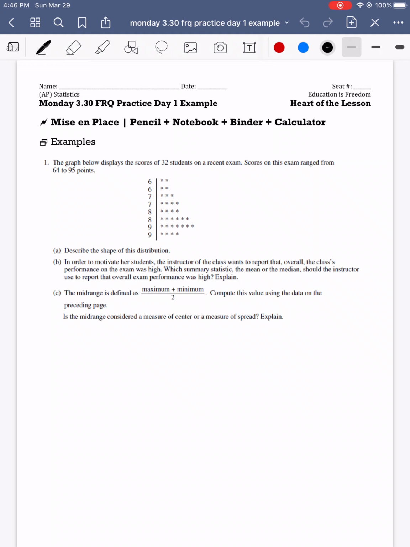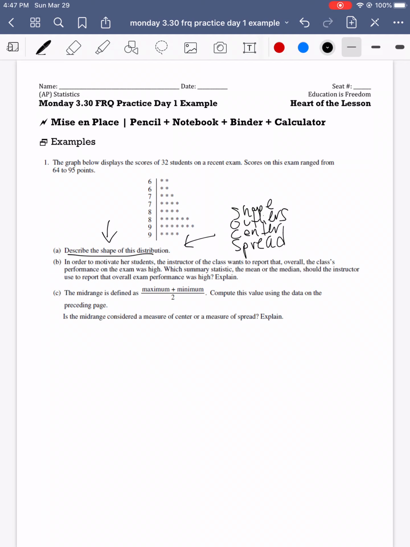The first part here asks us to describe the shape of this distribution. Now, one important thing here is that they're only focusing on the shape. They don't say just describe the distribution. If that were the case, then we know that we would have to include our SOCS, which is our shape, outliers, center, and our spread.